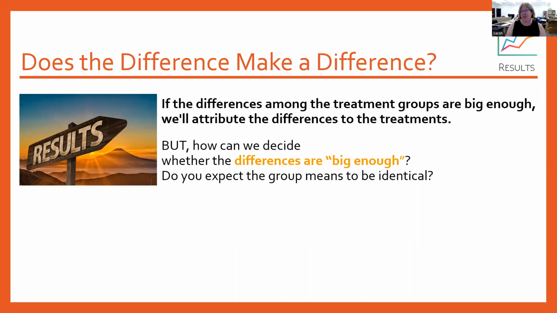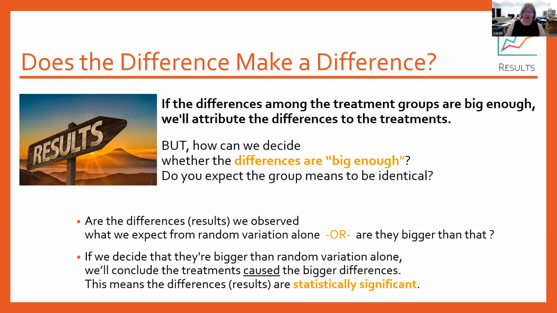So in other words, if we've randomly assigned our participants to treatment groups and our results are really different, then we're going to say that the treatment caused that difference in the response variable. So a natural question here is, how do we decide whether the differences are big enough? I mean, we definitely don't expect that those groups are going to be identical, but at what point do we say, yeah, it's close enough versus, wow, that's really a big difference?